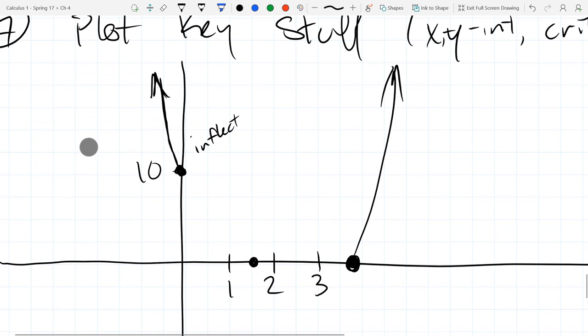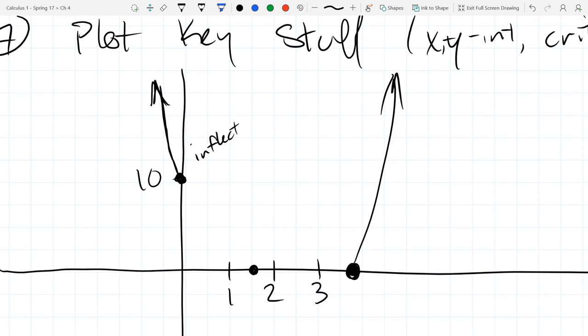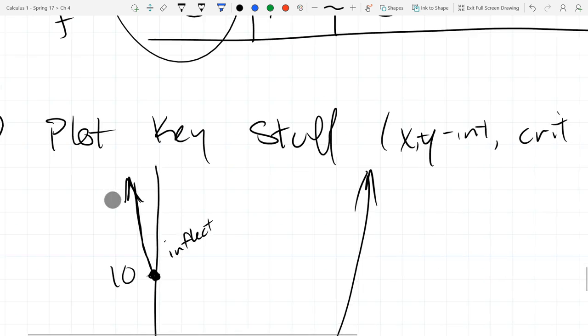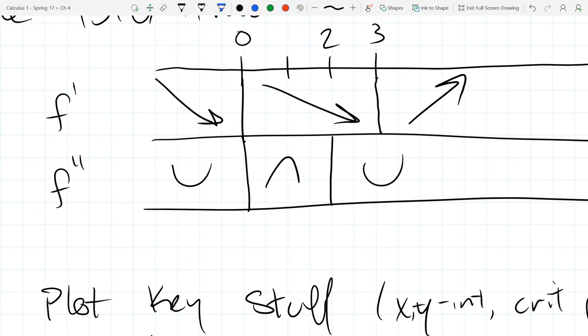All right, now we're going to go from x equals zero to x equals, let's see, I think our next thing is 2. So from 0 to 2, right in here, we're going to go decreasing, concave down. So we're going to sketch a curve, it needs to be decreasing, concave down, and I have to hit any of the points that are already on the graph.